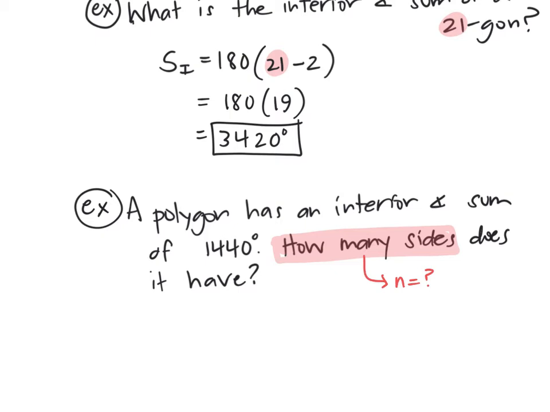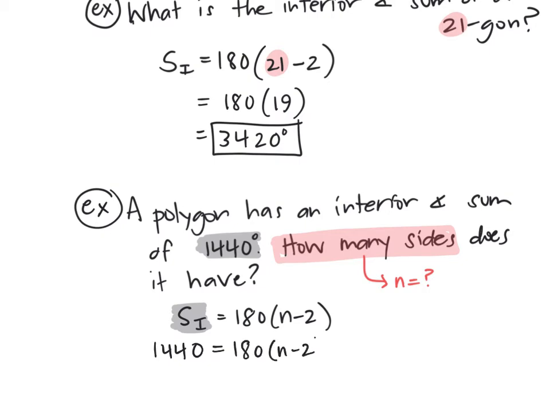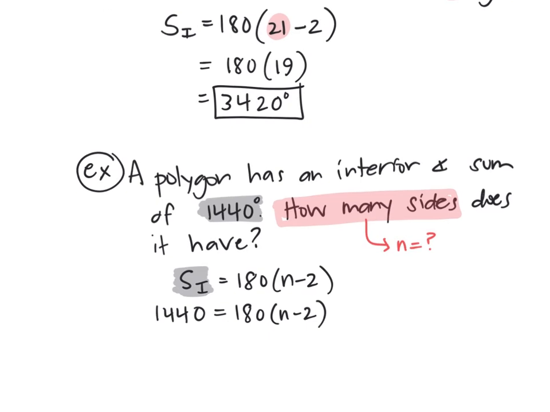So I'm going to set up my formula. The sum of the interior angles is equal to 180 times n minus 2. I don't know what n is, so I can't plug a number in there. I do not plug in 1,440 in for n. What I do know is that the sum of the interior angles is 1,440. I'm told what the sum is. So I can take my 1,440 and plug it in for the sum, set that equal to 180 times n minus 2, and now I'm going to solve for n.